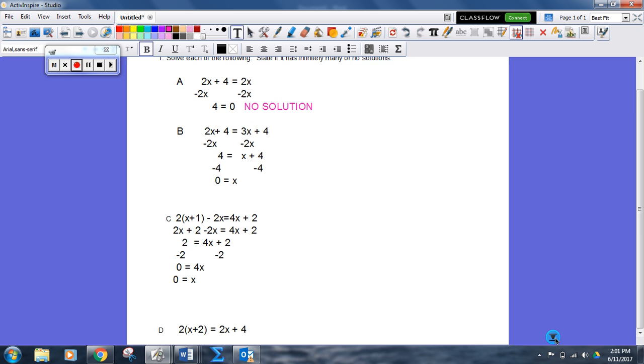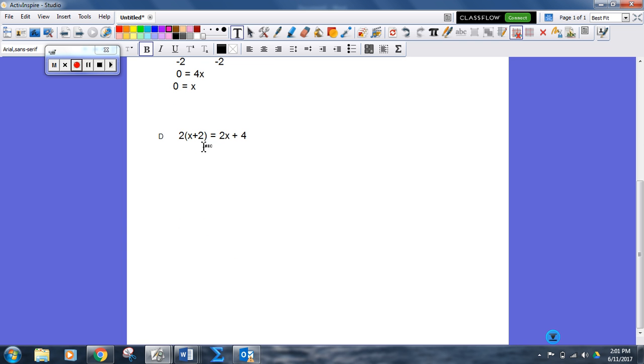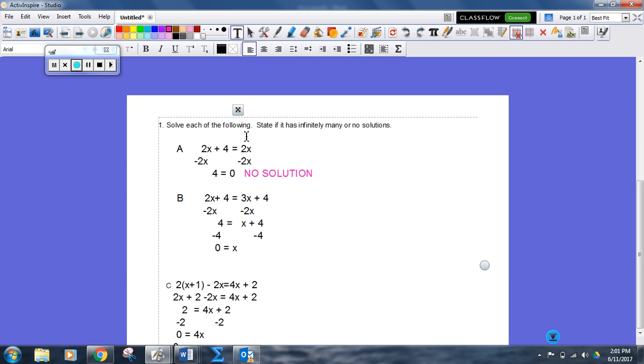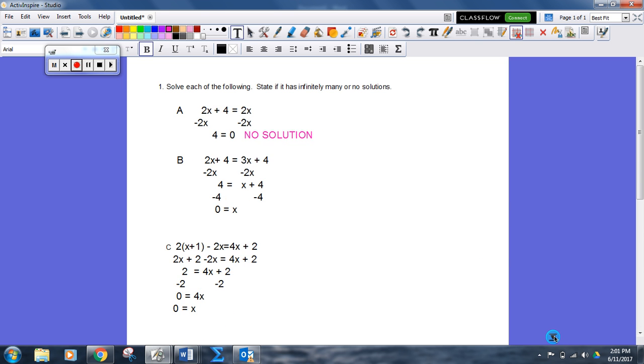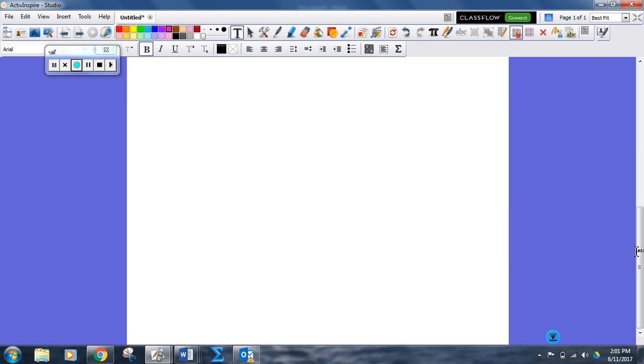Last but not least, I am going to solve letter D. Again, letter D has parentheses, so I begin by distributing. Oops, what did the computer do to me? So I start by distributing the 2, and when I distribute the 2 to the x plus 2, I get 2x plus 4 equals 2x plus 4.